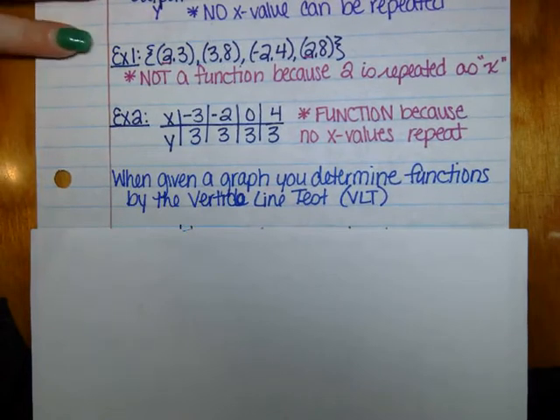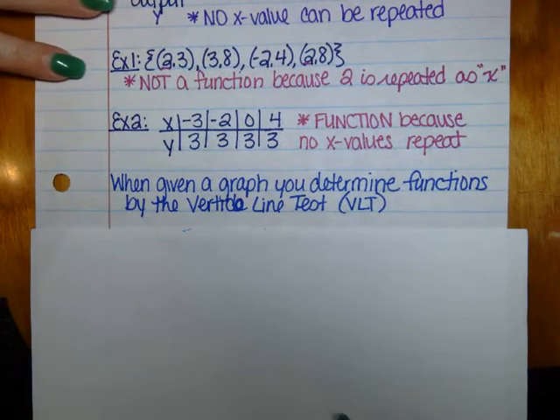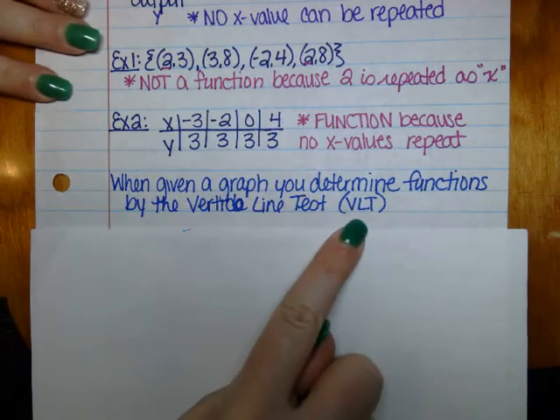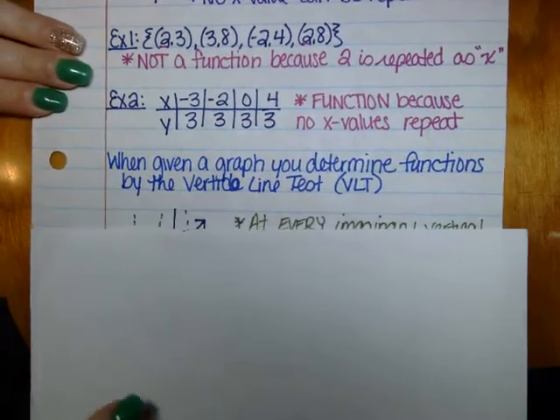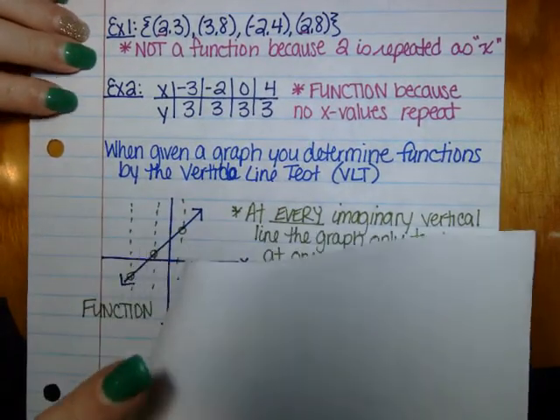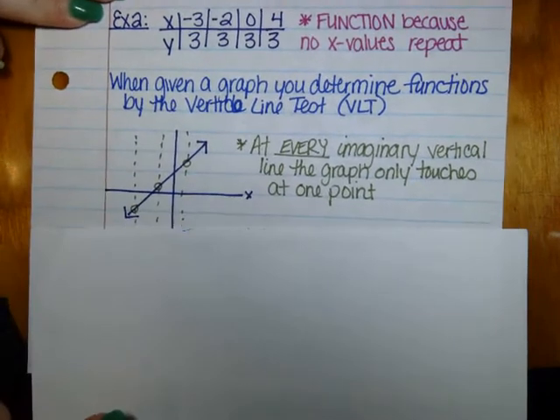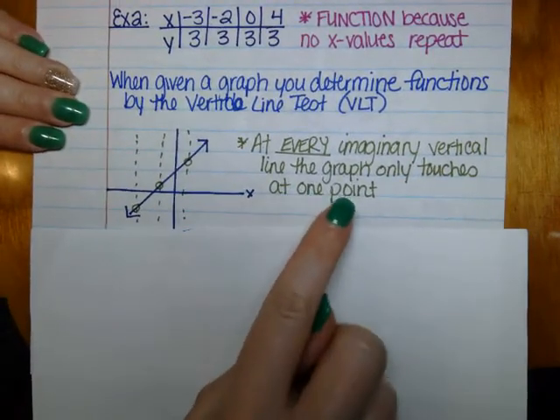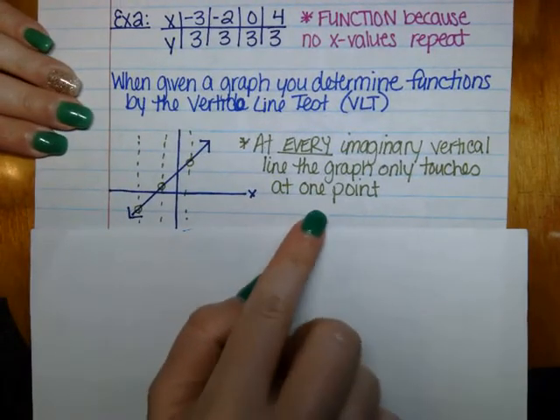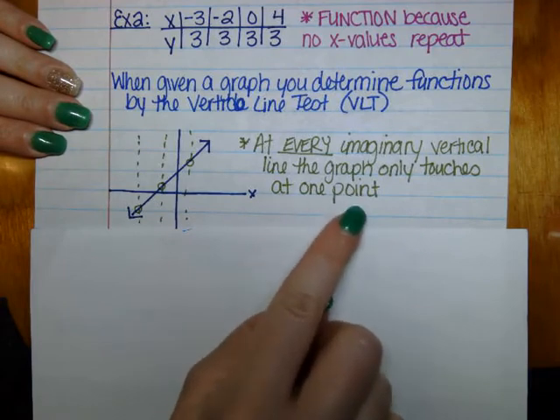When you're given a graph, you determine if it's a function by what we call the vertical line test, or what I like to call the VLT. So, the vertical line test states that at every imaginary vertical line, the graph only touches at one point.